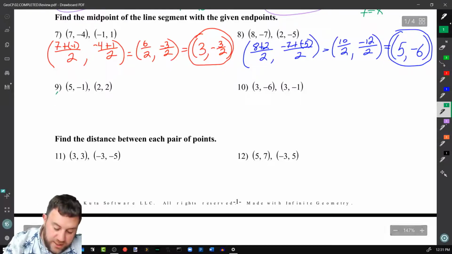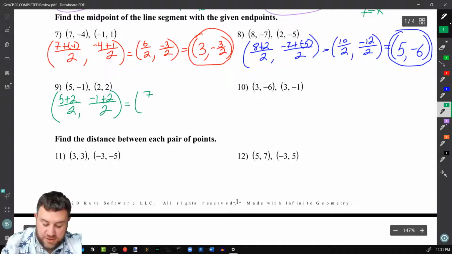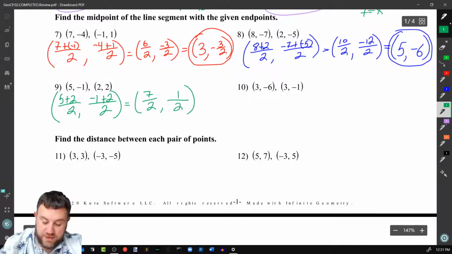For number 9, we've got 5 plus 2 over 2. And for our y's, we've got negative 1 plus 2 over 2. 5 plus 2 is 7. Negative 1 plus 2 is 1. And keep that over 2. And neither of those reduce, so we're already done.